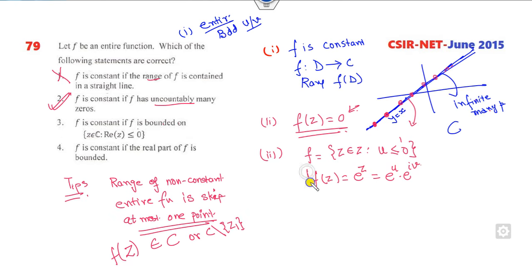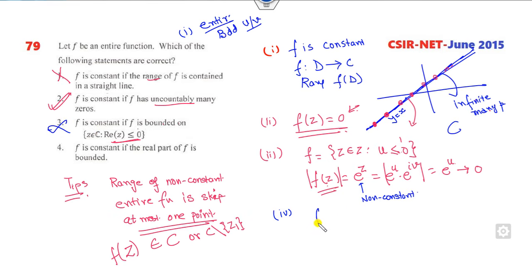If I take the modulus of this, what is that? E raised to the power u. Now the real component is less than 0. When you take u less than 0, this goes to 0, and it is not infinity. So the condition is satisfied, but I have taken a non-constant function. So this option is wrong, because it said it is a constant.